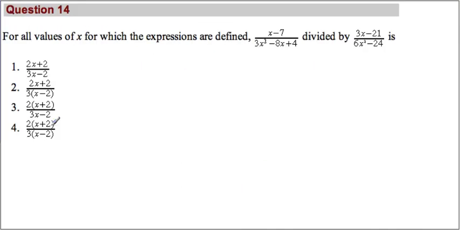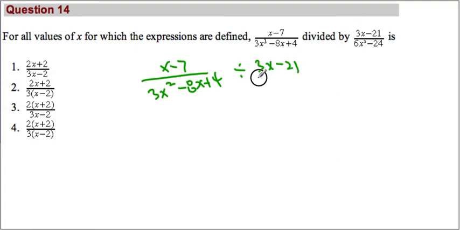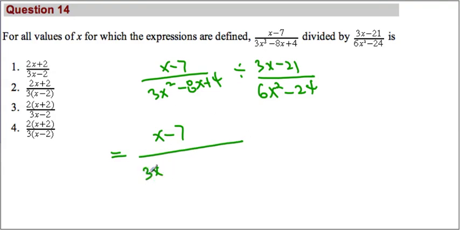The last question. So this here becomes x minus 7 divided by 3x squared minus 8x plus 4, has to be divided by this one, which is 3x minus 21 all over 6x squared minus 24. Let's see what happens. You can try to factor this one. Then you will realize that x minus 7 is x minus 7 here. We end up having 3x and then x, negative 2 and negative 4. Oops, negative 2 and then negative 2.